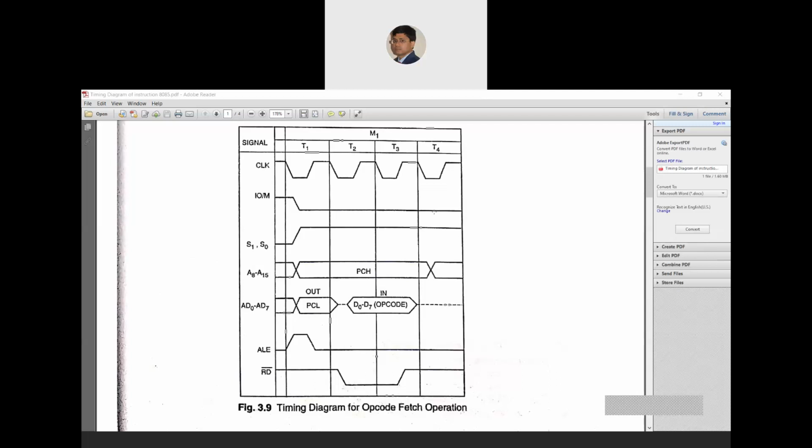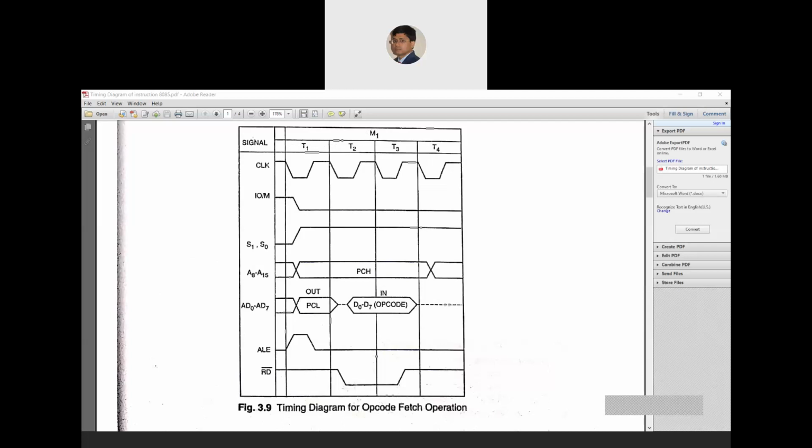Actually, first thing, you can see it has two sections. The first section is the signal section, the left side, and in the right section there is M1, meaning one machine cycle. So it has two sections, signal and M1. Now M1 is also divided into four parts, because M1 is your opcode phase, and the opcode phase has four T states, so it is divided into four parts: T1, T2, T3, and T4.